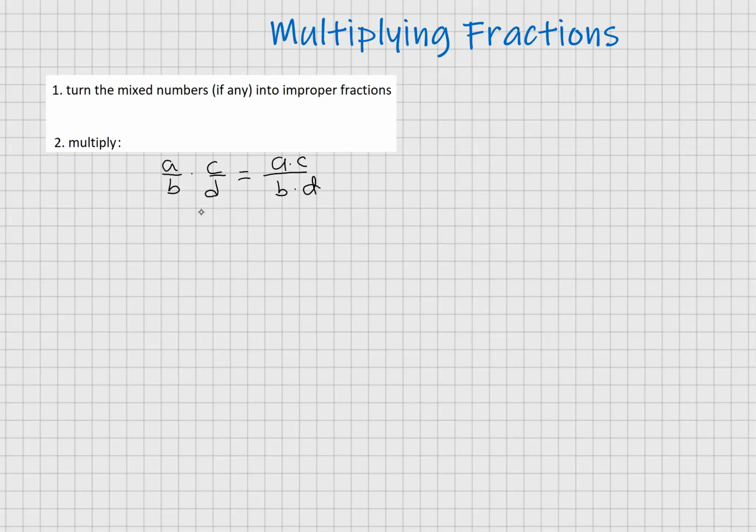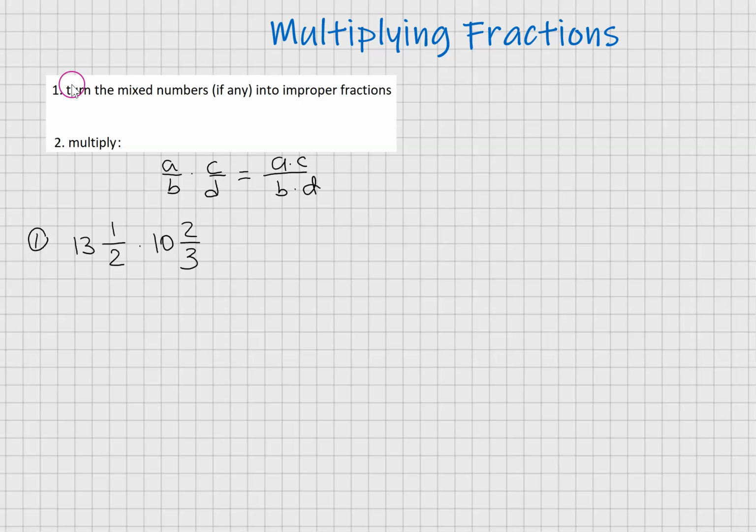As you can see, I left an empty space in between here because there is one extra step that I would advise you to do, and I'll show you why. Let's look at an example. 13 wholes and 1 over 2 times 10 and 2 over 3.